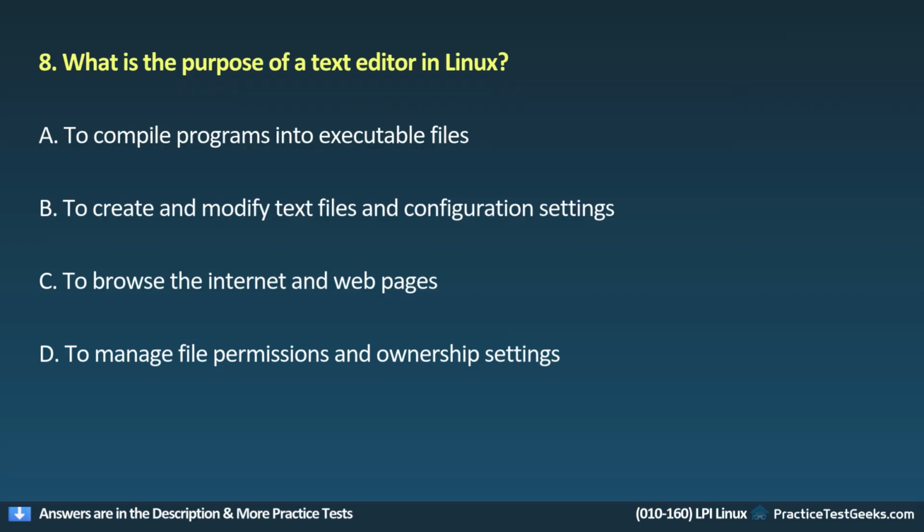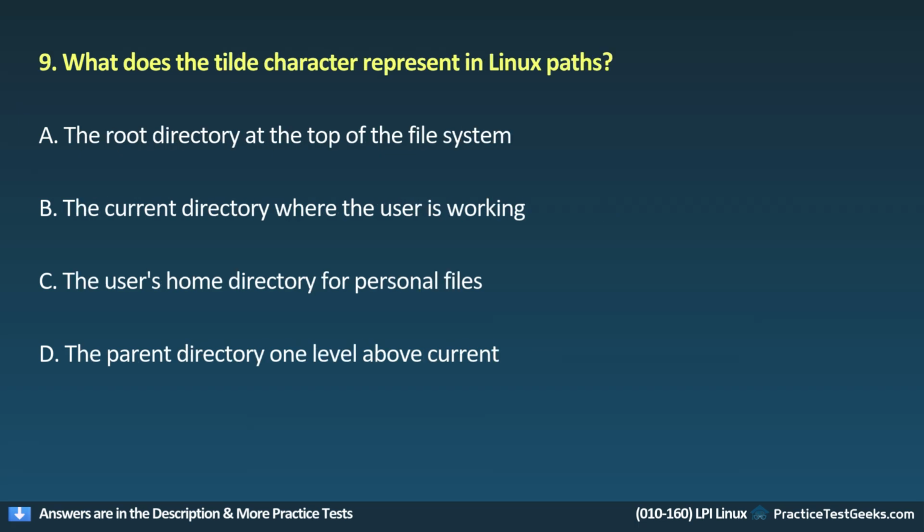8. What is the purpose of a text editor in Linux? A. To compile programs into executable files. B. To create and modify text files and configuration settings. C. To browse the internet and web pages. D. To manage file permissions and ownership settings.